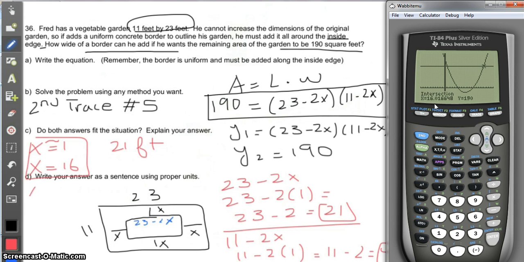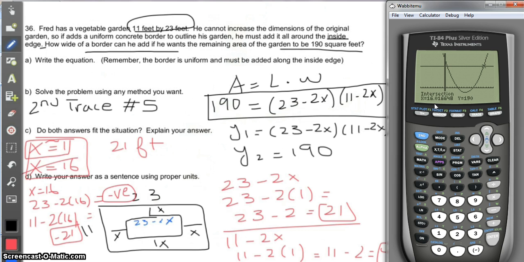Now let me try x equals 16. So 23 minus 2 times 16 will give me a negative number. Also, if you try 11 minus 2 times 16, it will also give me a negative number like negative 21. And you cannot have a length that is negative, so that's why 16 is not accepted, and 1 is the one that you should be looking at. It means, to answer D, write your answer as a sentence using proper units. It means he can make a border of 1 foot around his garden. So this is going to be your answer.